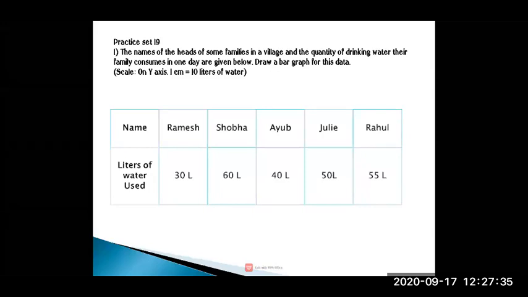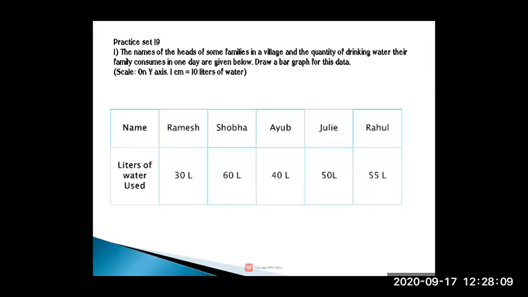Now the first question of practice set 19. The names of the heads of some families in a village and the quantity of drinking water the families consume in one day are given below. Here the name of the family is given and how much drinking water the family members are taking is also given. What you have to do? You have to draw a bar graph for this data.